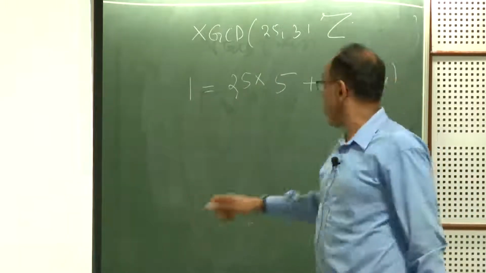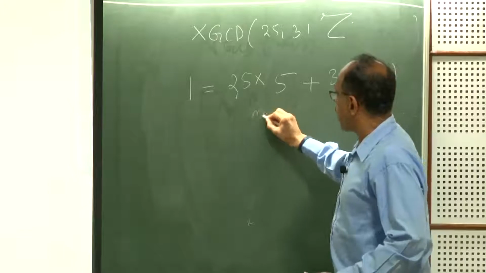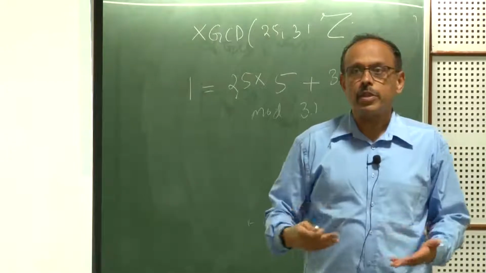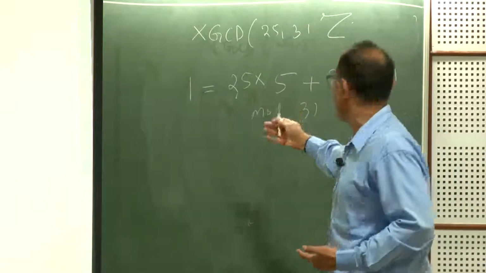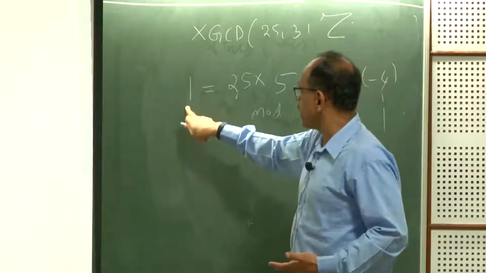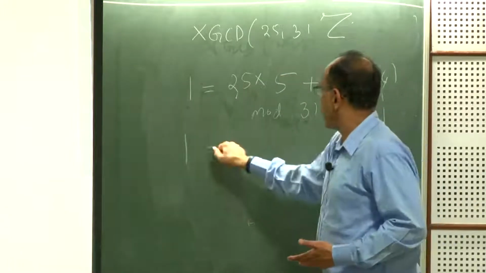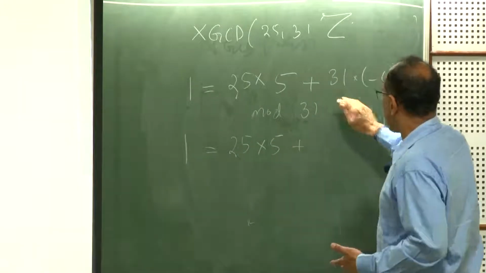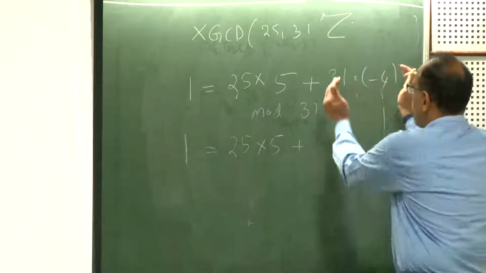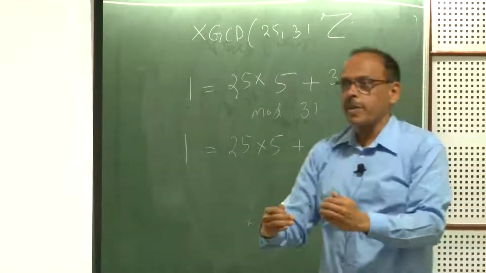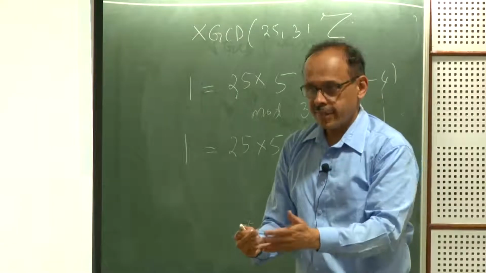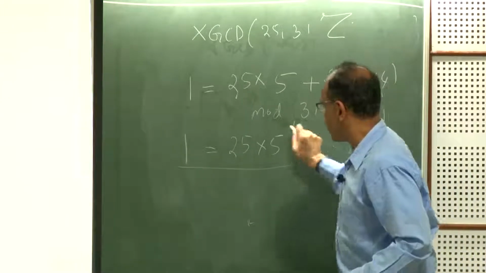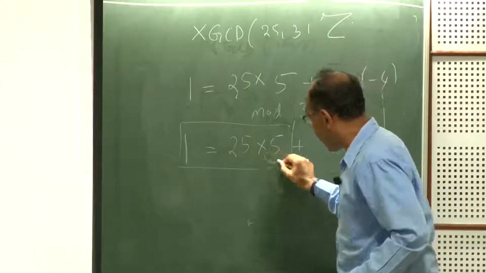You all know. So now what I do is I take mod 31 on both sides of this equation. I apply modular arithmetic on it, taking the residue class. When you take mod 31, the left hand side 1 remains. Now on the right you get 25 times 5, and this 31 term is a multiple of 31, so if you divide by 31 you get remainder 0. So mod 31 it is 0. So what I got was that 1 is 25 times 5, which shows that 5 is the inverse of 25.